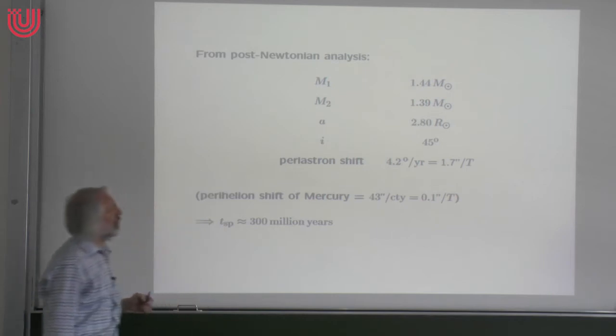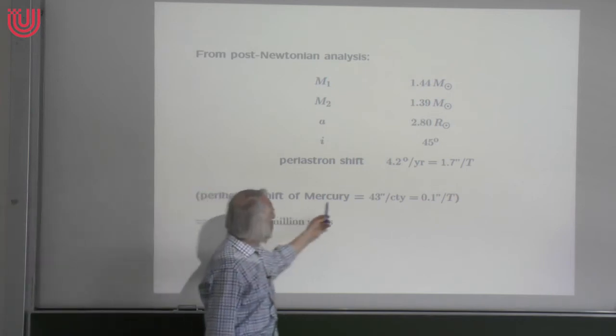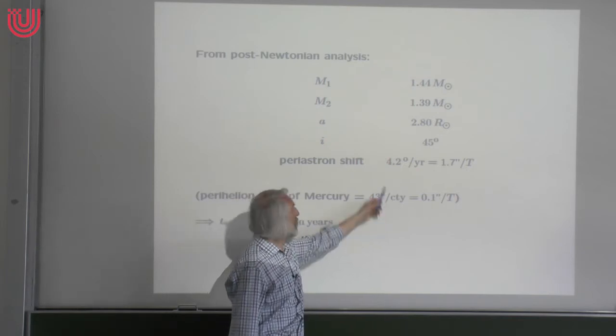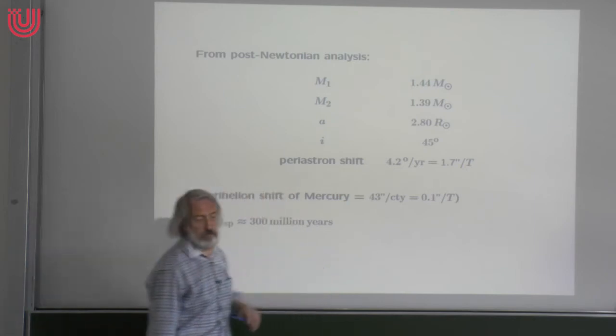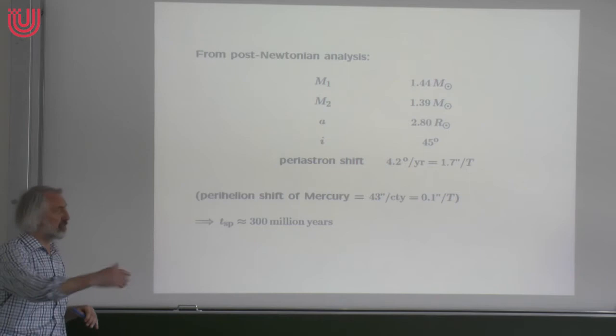You might say, oh my God, that's really big. For comparison, remember the perihelion shift of Mercury is 43 arcseconds per century. Here it is 4.2 degrees per year. So you would say, oh, that's a highly relativistic system. The perihelion shift is big.